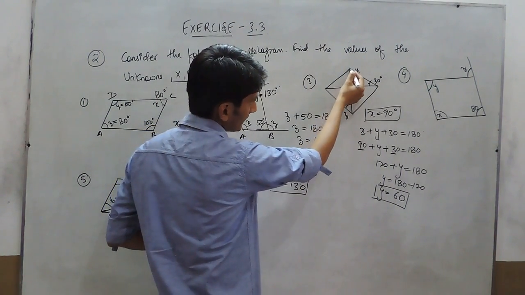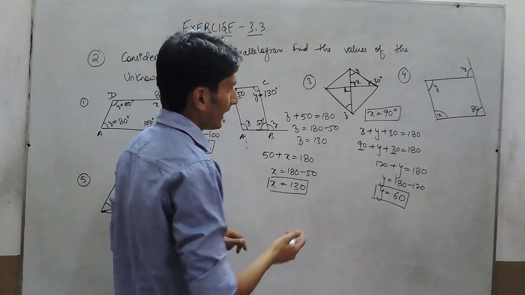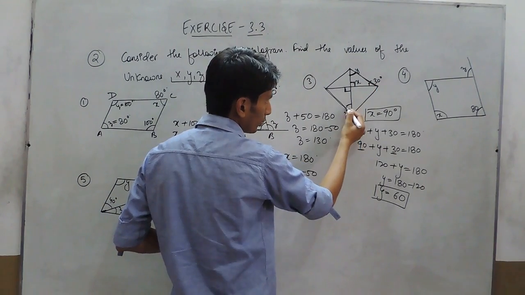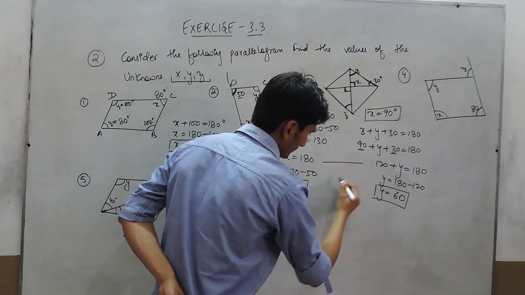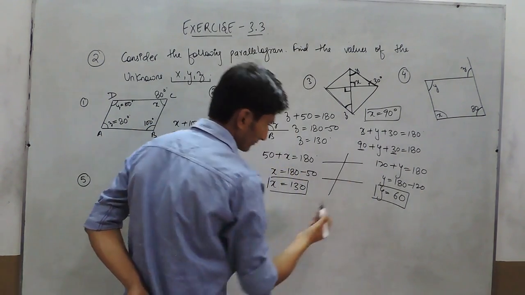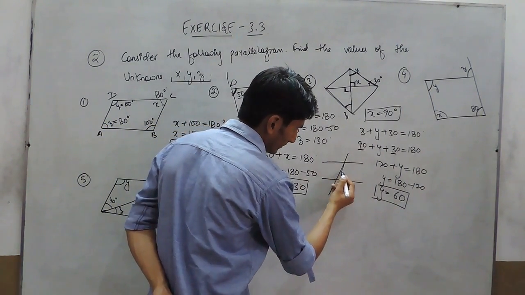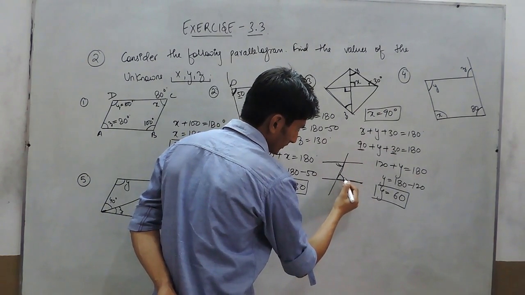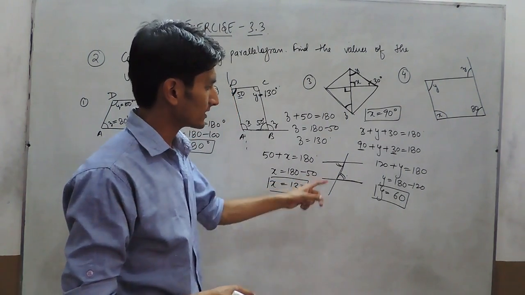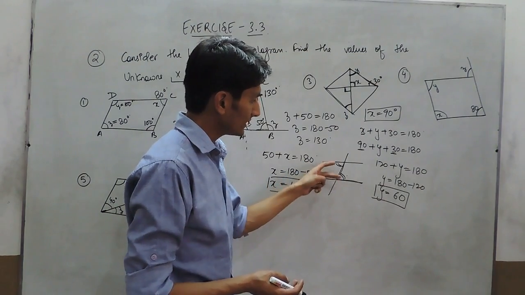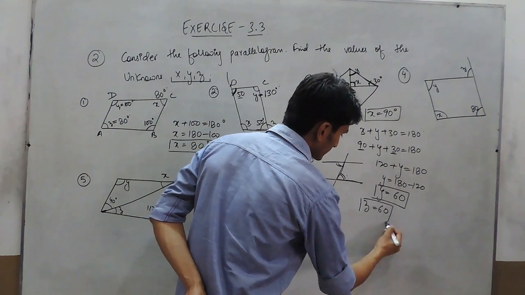Again, this side and this side are parallel, and this angle must be equal to this angle because these are alternate angles. We know that if two lines are parallel and one line is transversal to it, these two angles are known as alternate angles, and on parallel lines these two angles are equal. So the value of z also must be equal to 60 degrees.